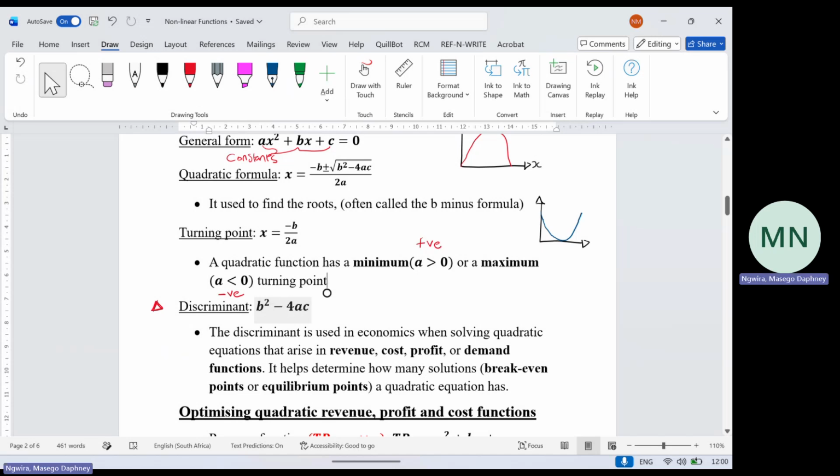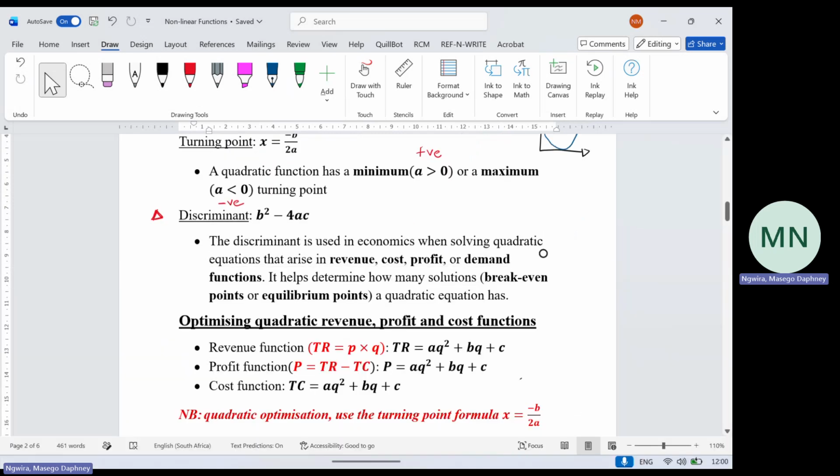Here they're saying that the discriminant is used in economics when solving quadratic equations that arise in revenue, cost, profit, or demand functions. It helps determine how many solutions, break-even points or equilibrium points, a quadratic equation has. When I talk about solutions, I'm talking about the x values. But because we are now in economics, this x is going to become a Q.